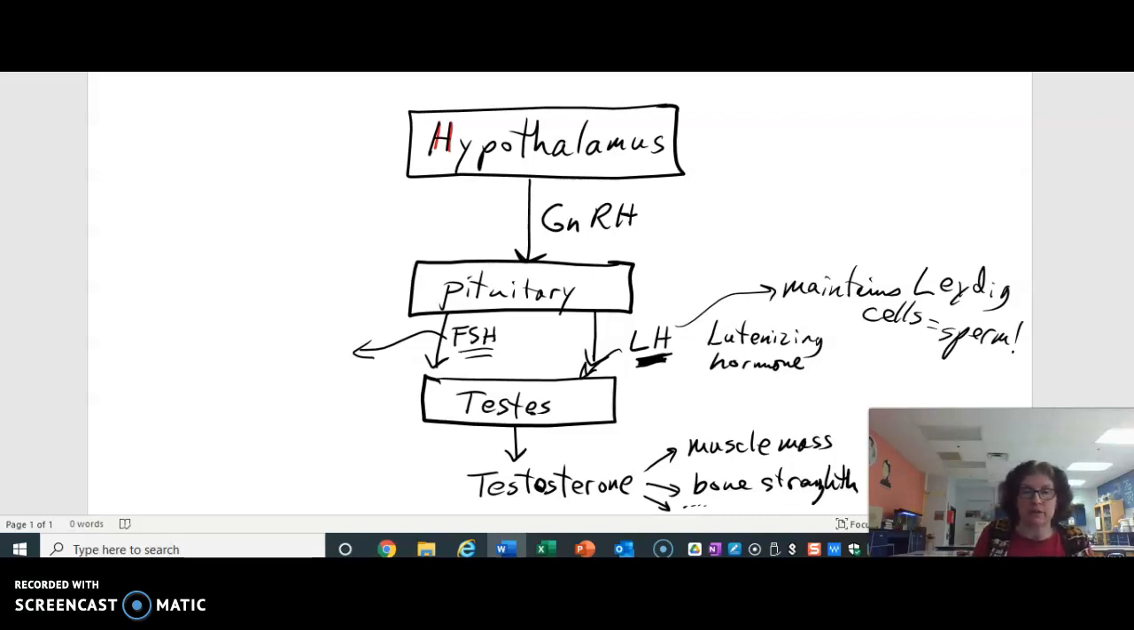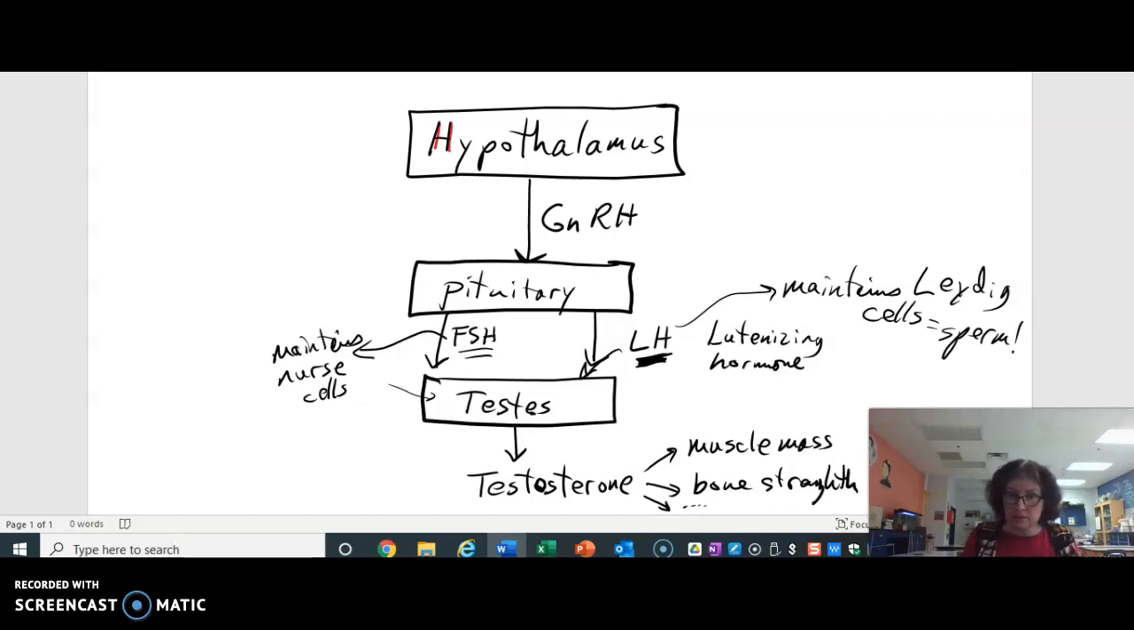Follicle stimulating hormone in a male maintains nurse cells or Sertoli cells, also within the testicles, which are very important for making sure that sperm make it all the way to maturity, get their tails on straight, and have the right size, and have the acrosome enzymes on their heads. All those things are helped by the nurse cells.